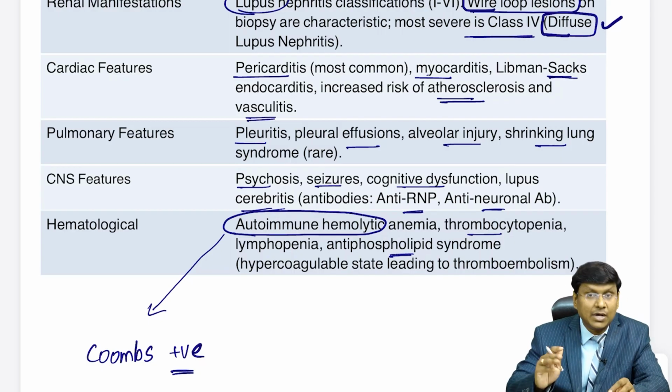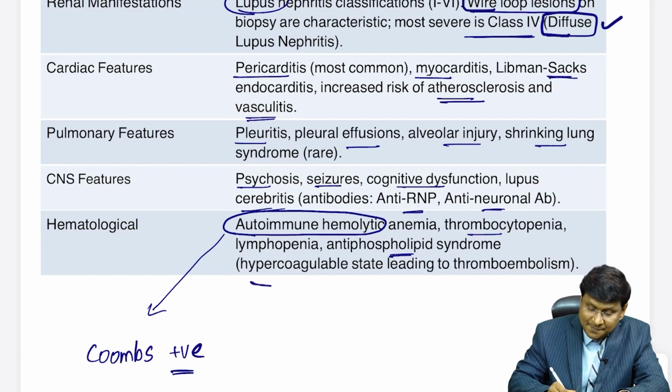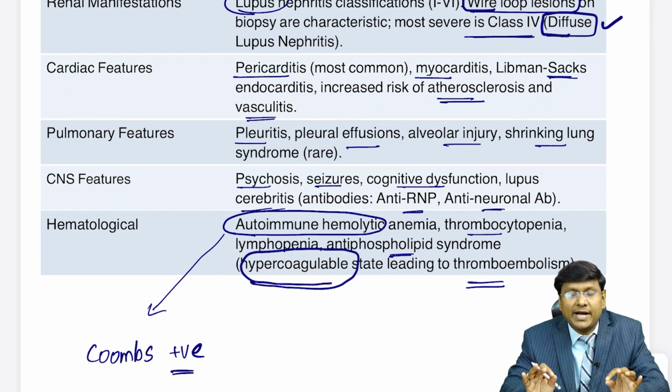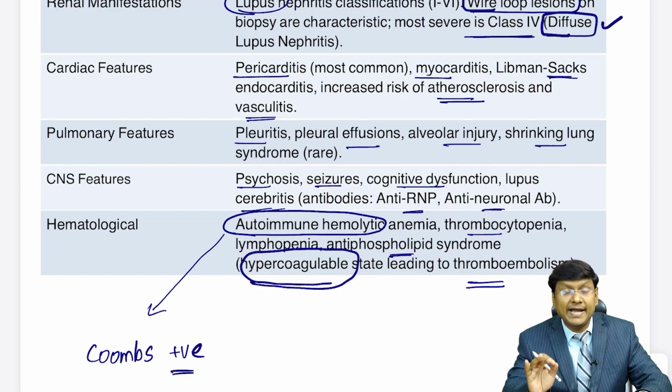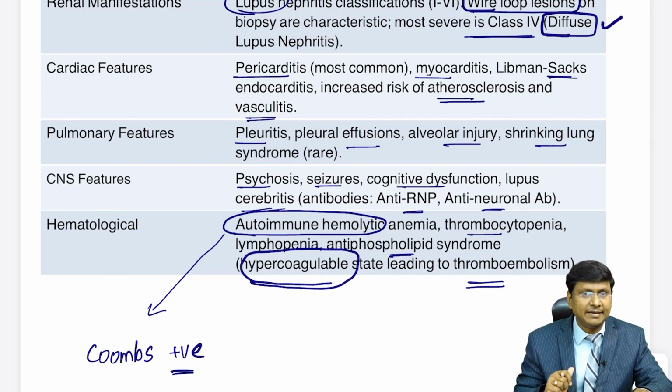Okay, so with APLA syndrome, you need to understand that if the APLA antibodies are positive, then these patients are at increased risk of thromboembolism. So there will be hypercoagulability. This hypercoagulability is the one that is responsible for increased risk of abortions in these patients with APLA. And these patients with APLA have increased risk of pulmonary thrombosis and deep vein thrombosis and thrombus formation at multiple sites. So this will be the hematological involvement.